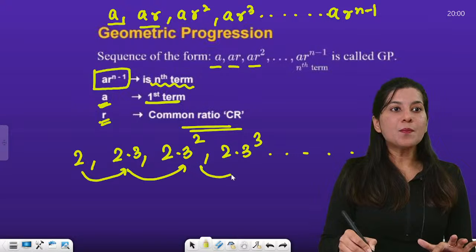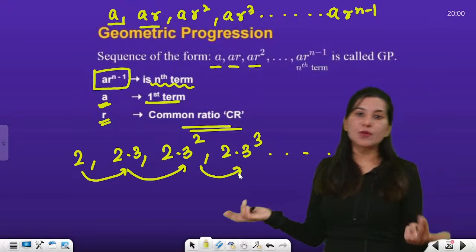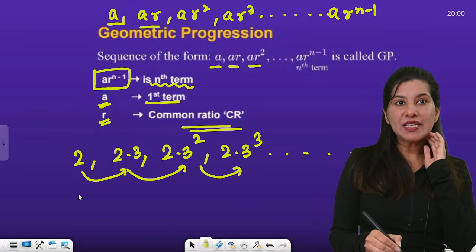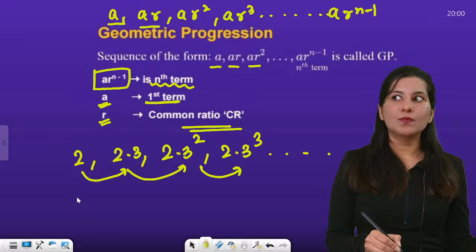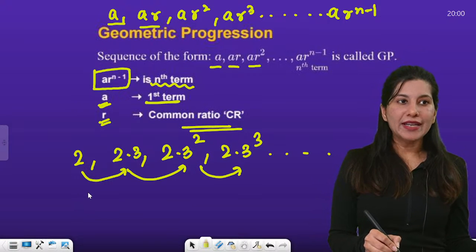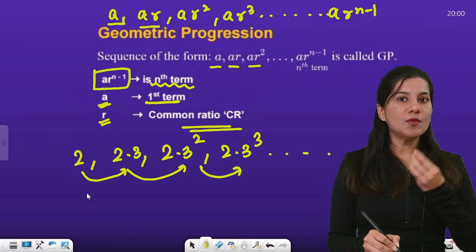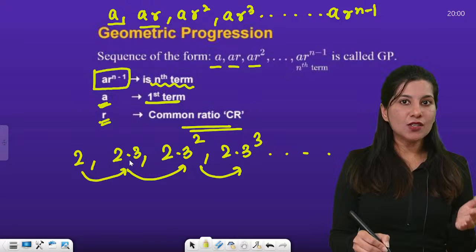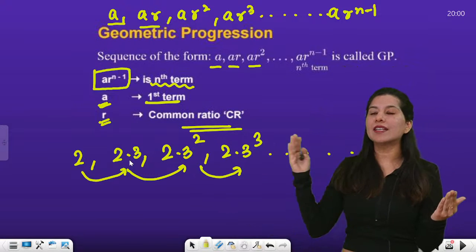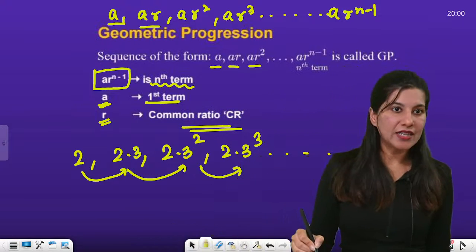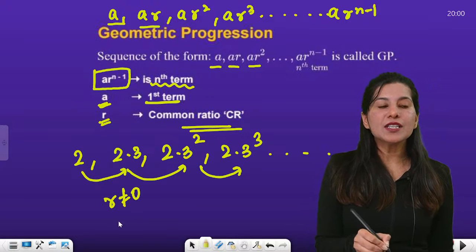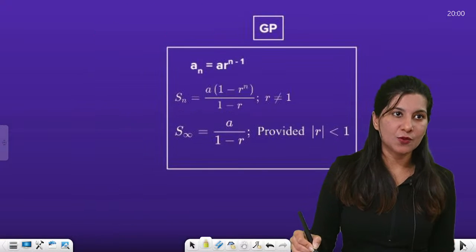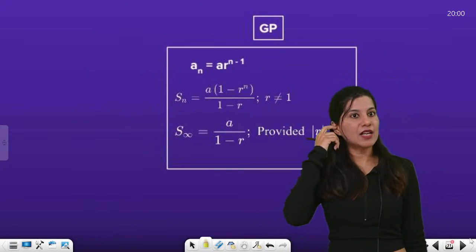What we are doing is we are multiplying by the same number, that we call the common ratio. ठीक है? And please understand that in a GP, no term can be 0. Because the moment any term becomes 0, however much you multiply, all the rest of the terms will be 0. Understood? So R cannot be equal to 0. Any term related to geometric progression cannot be equal to 0. Okay, are we clear on this?